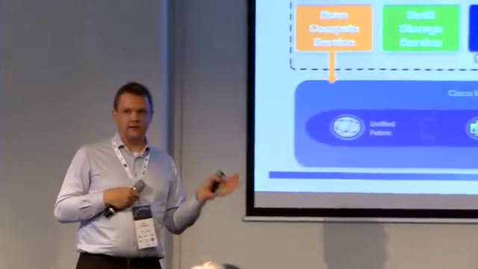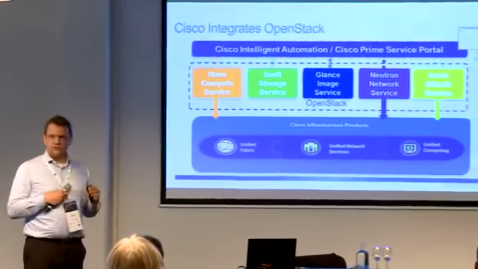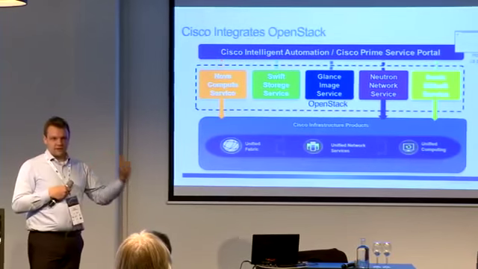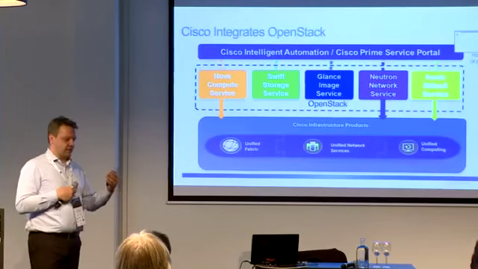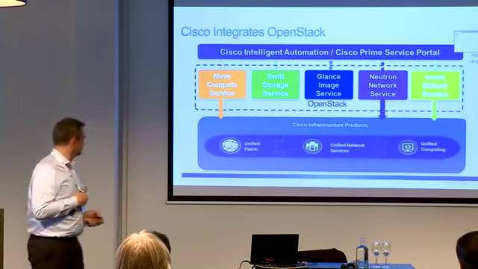From a Nova Compute perspective, it's basically the same thing. We want to have the tie-in, the same way we do with the Neutron service. We do that with Nova Compute as well. We want to know what kind of requests come in, and we want to have a more flexible way of dealing with our physical infrastructure.